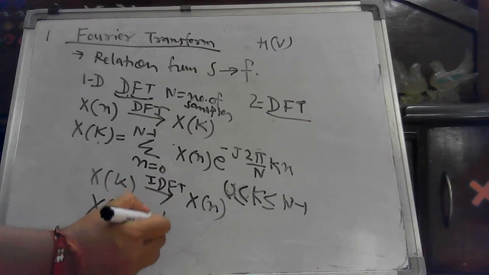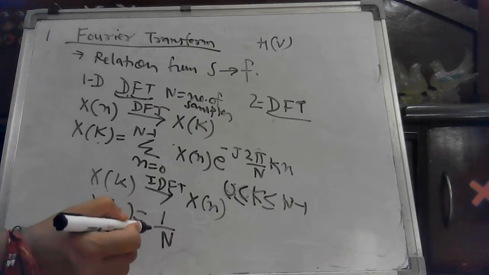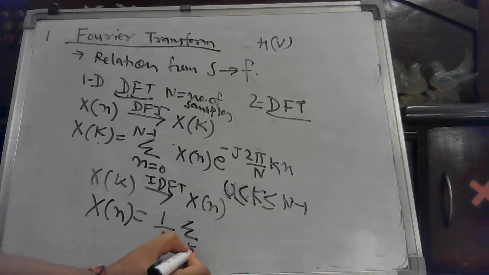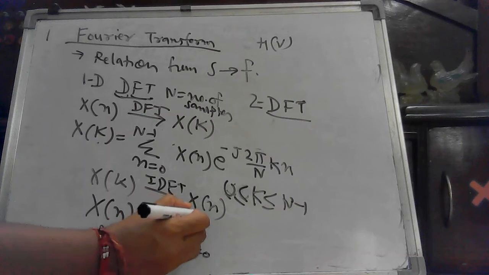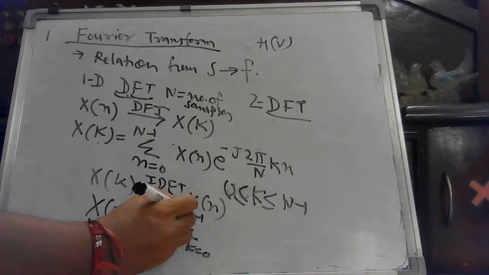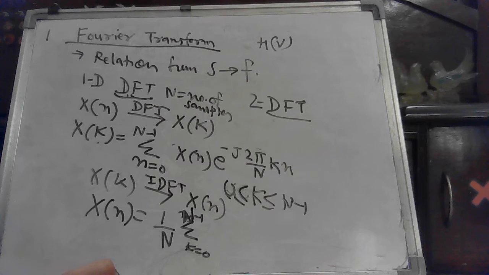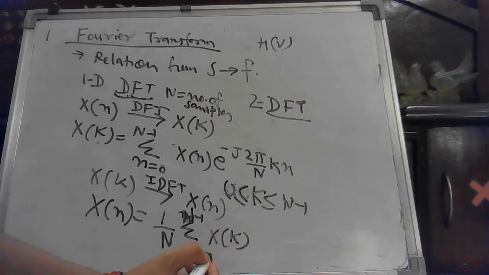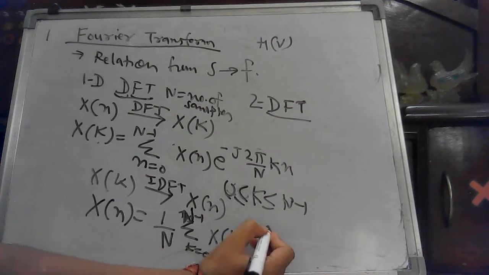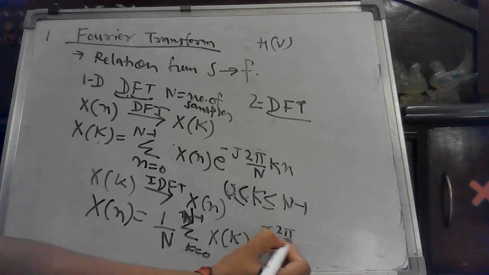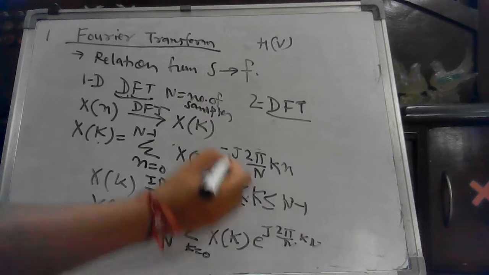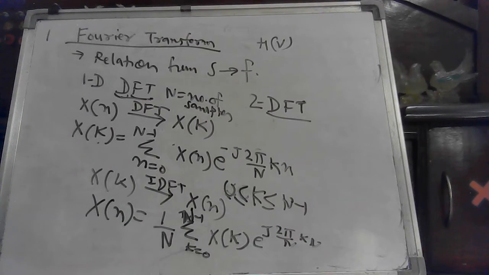Xn you will get 1 over N, total number of samples in my image, summation of k equal to 0 to N minus 1, performed over Xk, and again the same formula, e raised to the power, not minus sign this time, j 2 pi by N multiplied by kn. Only difference is there is no minus sign.